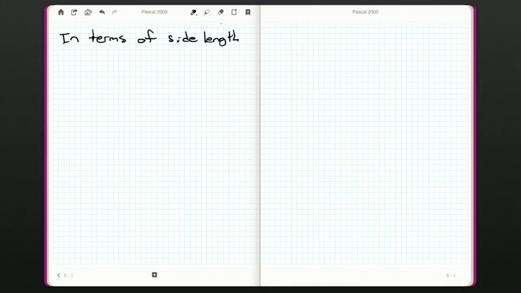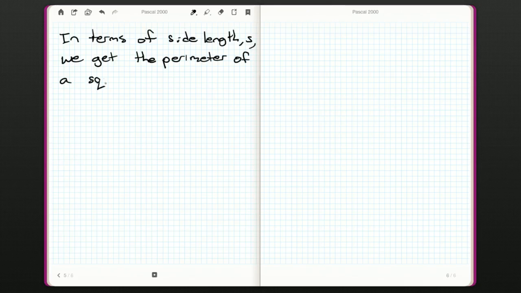So we're given side length. That's some information we do have, not about the square we're talking about, but about another square. So we start thinking of perimeter in terms of side length. If we have a side length S, we get the perimeter. So we have a square here, side length S.